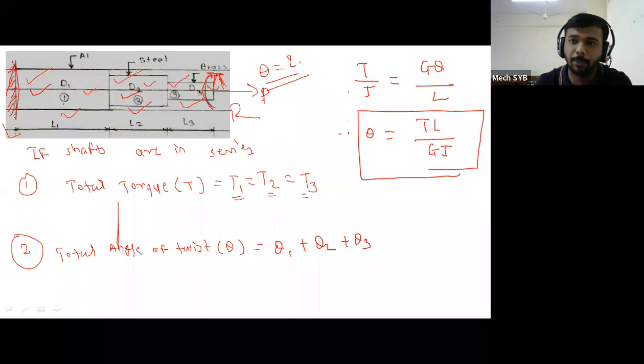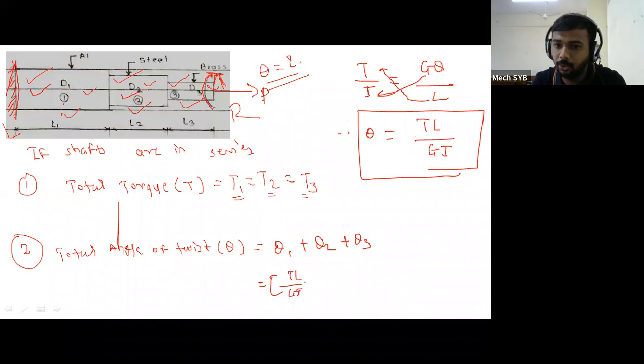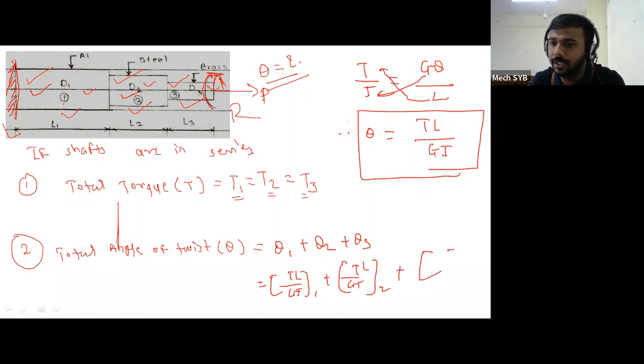We are having the torsion formula T upon J is equal to G theta by L. I have written the equation in the form of theta. हे L कुठे गेलं, वरच्या बाजूला गेलं, म्हणजे T into L. हे G कुठे आलं, खालच्या बाजूला आलं. Therefore T into L divided by G into J, म्हणजेच T into L divided by G into J of section number 1 plus T into L divided by G into J of section number 2 plus T into L divided by G into J of section number 3.